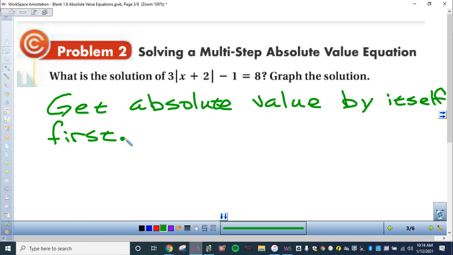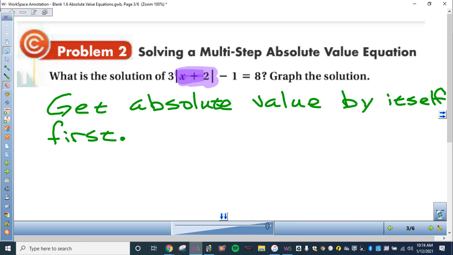Then you write your 2 equations, okay? So when I'm talking about get the absolute value by itself first, I'm talking about just that x plus 2 part. I need to get all the extra stuff away from that. Then I can write my 2 equations. So this is still kind of like a 2-step linear equation, right? If we just think of the absolute value of x plus 2 like an x, 3x minus 1 equals 8. I'm going to add 1, divide by 3, then write my 2 equations. Those are my 2 steps, add 1, divide by 3. So I'll show you what that looks like.